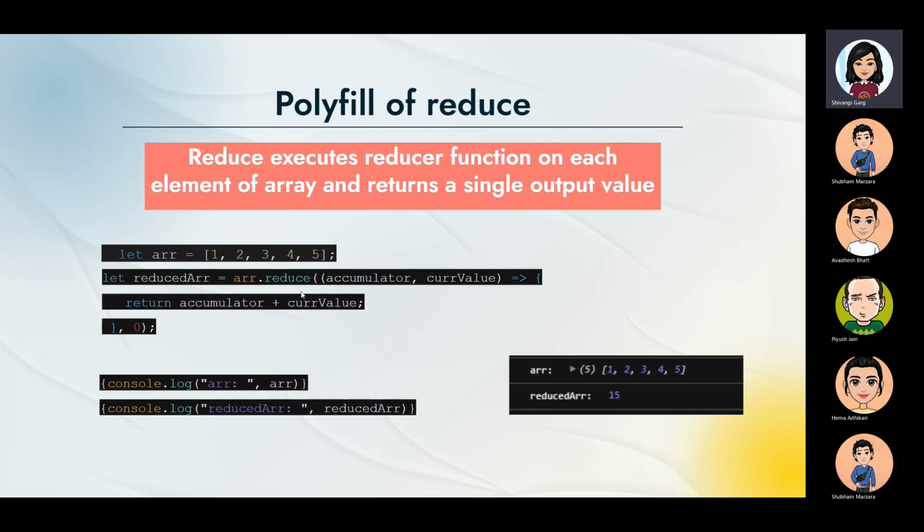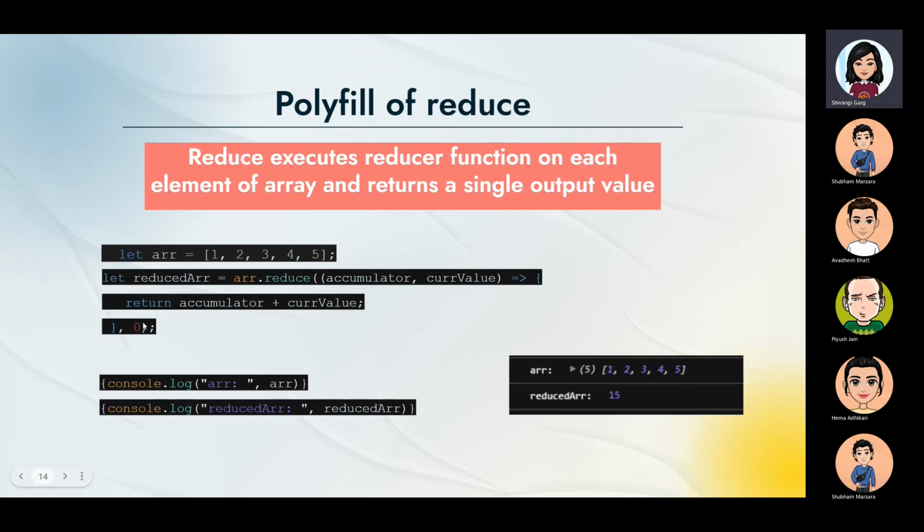For the next iteration, accumulator will be 1 and the current value will be 2, and the action performed is 1 plus 2, which is 3. For the next iteration, accumulator will be 3 and current value will hop to the third element, which is 3. So we perform 3 plus 3, 6. Then accumulator is 6 and the current value will be 4, and 6 plus 4 is 10. For the next iteration, accumulator will have 10 and current value will have 5, and 10 plus 5 is 15. So that's how we are getting this 15 value.